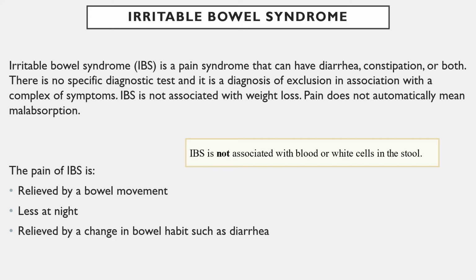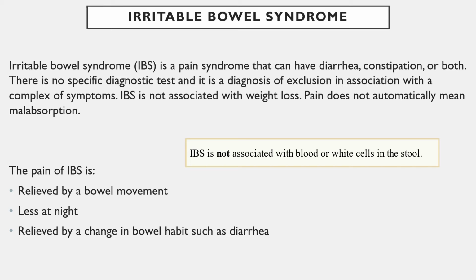The pain in IBS is, number one, relieved by a bowel movement. Number two, less at night. Number three, relieved by a change in bowel habits, such as diarrhea.